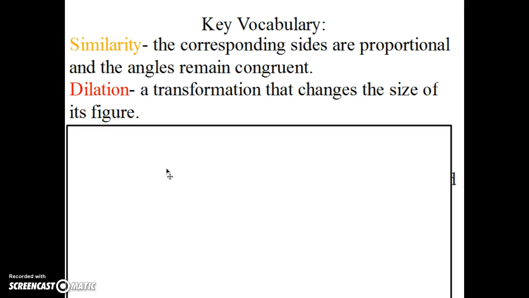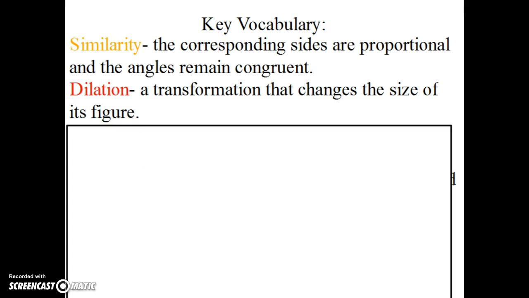But the first 3, translation, rotation, and reflection, are rigid motions. And if you remember from our previous lessons, rigid motions do not change the shape or size of the figure. The rigid motions remain congruent. So if you were to translate, rotate, or reflect the picture, it will stay congruent. But we're actually talking about similarity now. So dilation is the only transformation that actually changes the size of the figure without changing the shape.